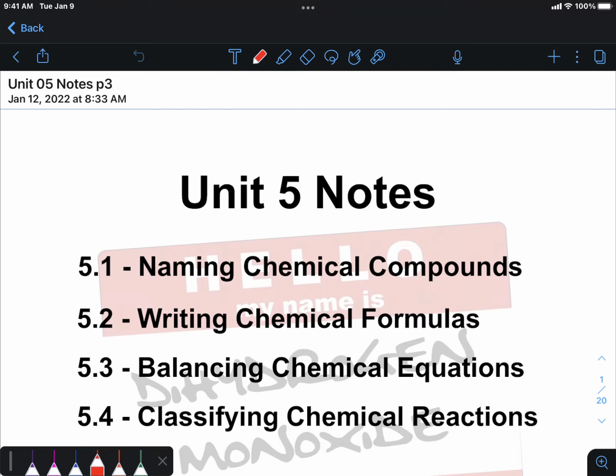Okay, so this unit is all about naming chemical formulas, writing chemical formulas, balancing equations, and classifying chemical reactions, right? So today we'll get through the first two parts because they kind of go together.